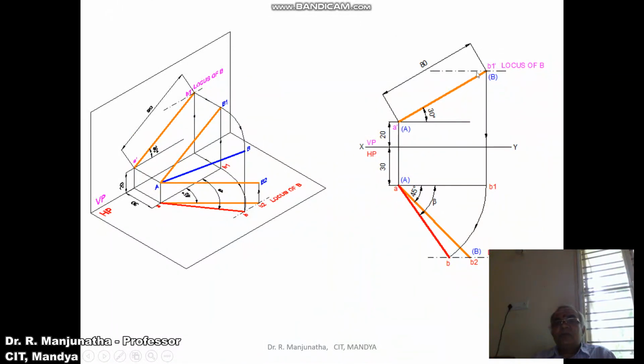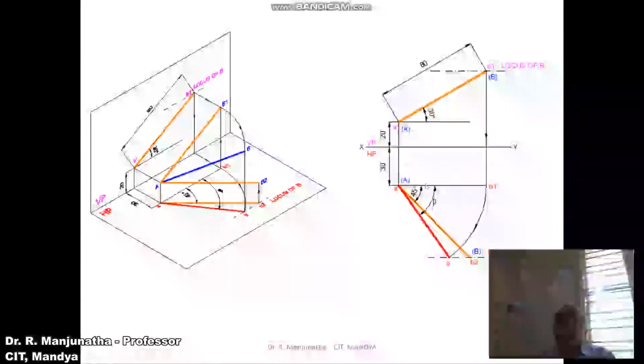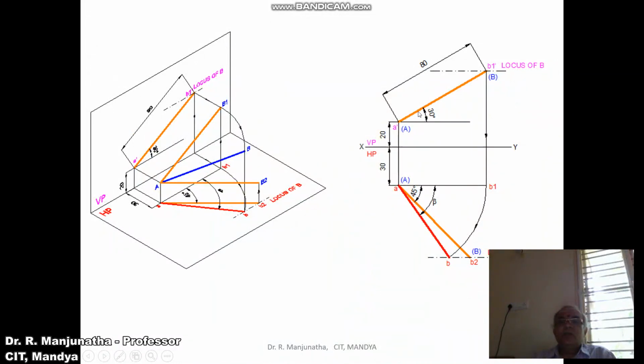Now we need to write the top view. This is the front view, but we don't have the top view of this. So we are going to write the top view. That means A is in front of VP by 30 mm, so B1 should also be in front of VP by 30 mm. Then only that line will be parallel to VP, and then only you are going to get the true length in the vertical plane.